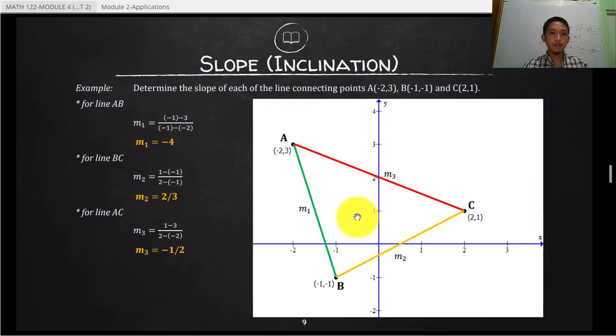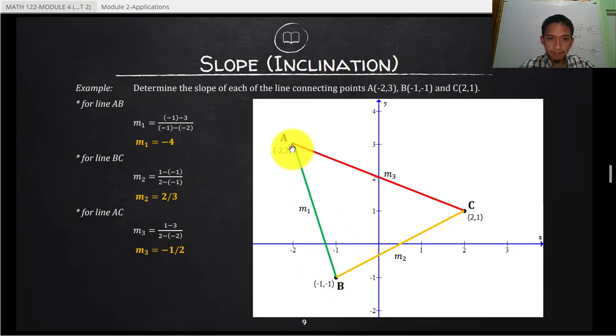So again, let's continue the problem that we had before. What if you are tasked to get the slopes of the line segments that we solved a while ago, the line segments AB, BC, and AC. So let's say, for line AB, get the slope of that. You will expect that it should be negative since, as you can see, that is going down.